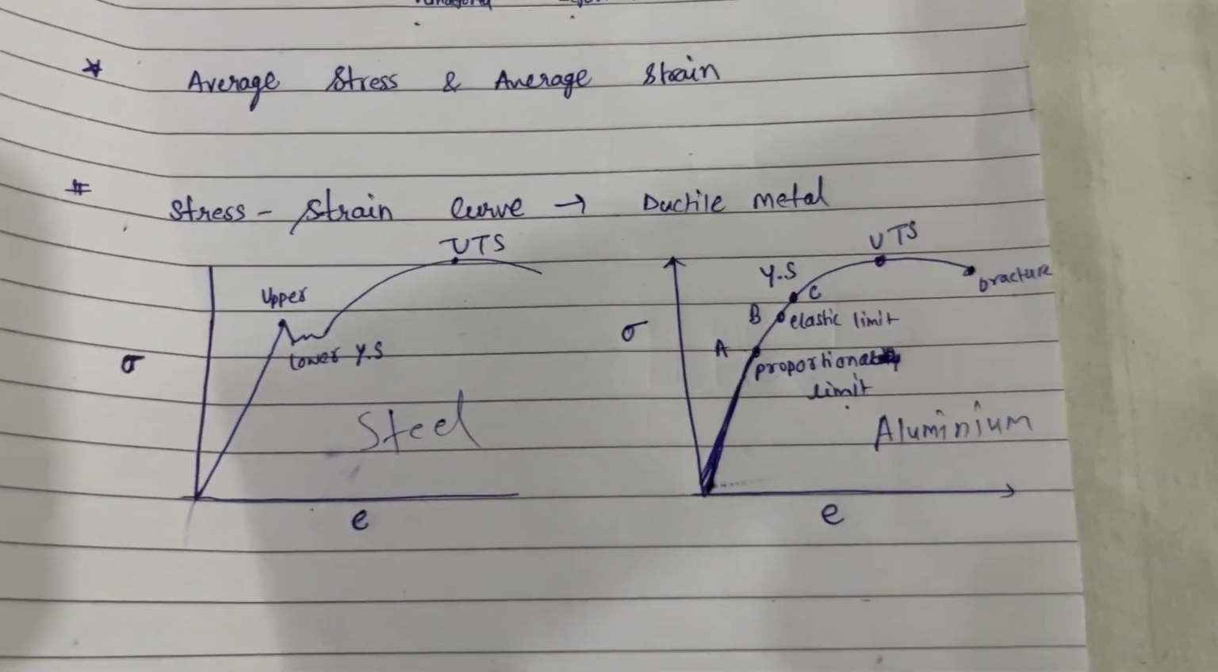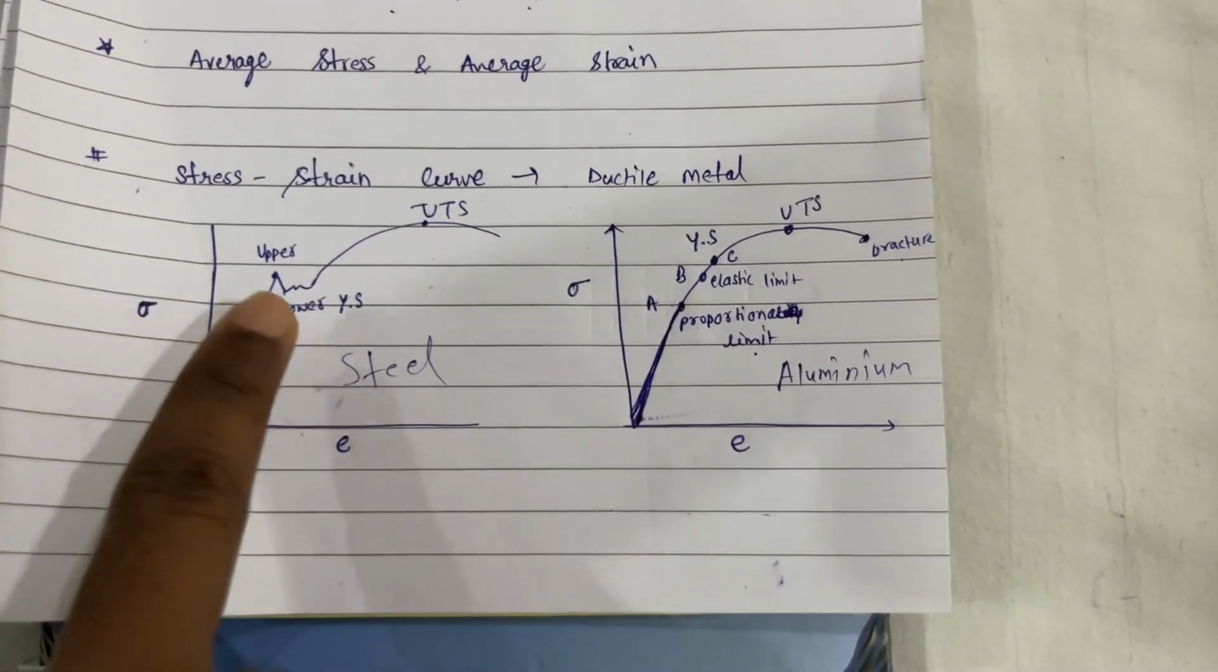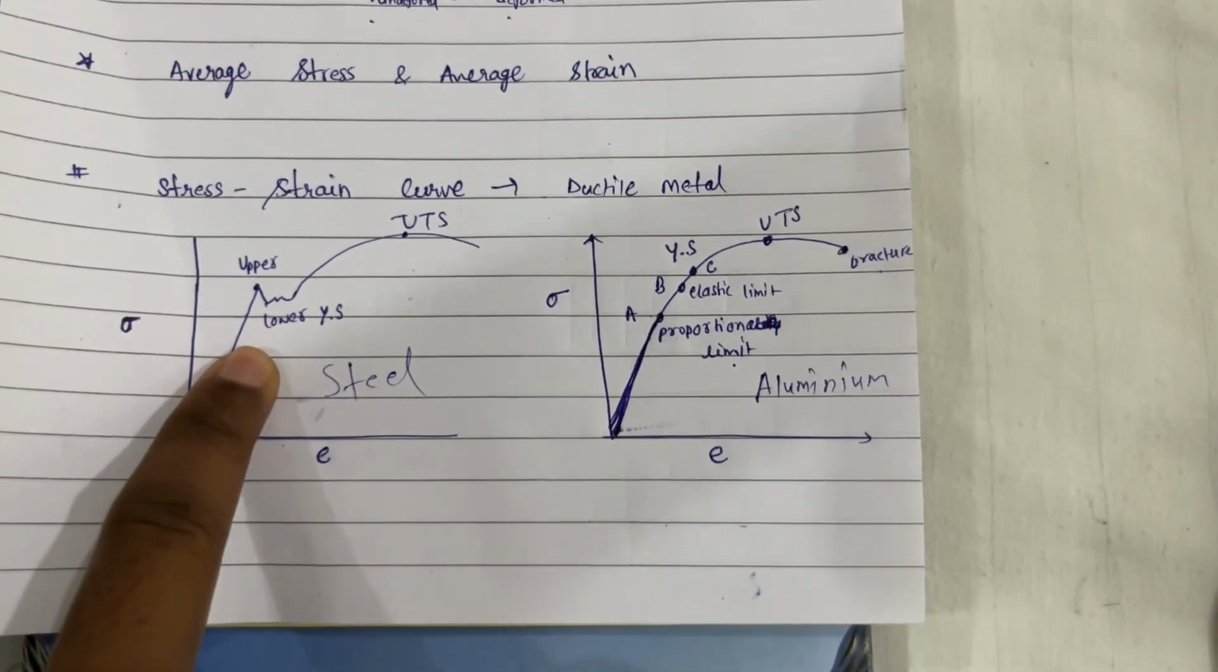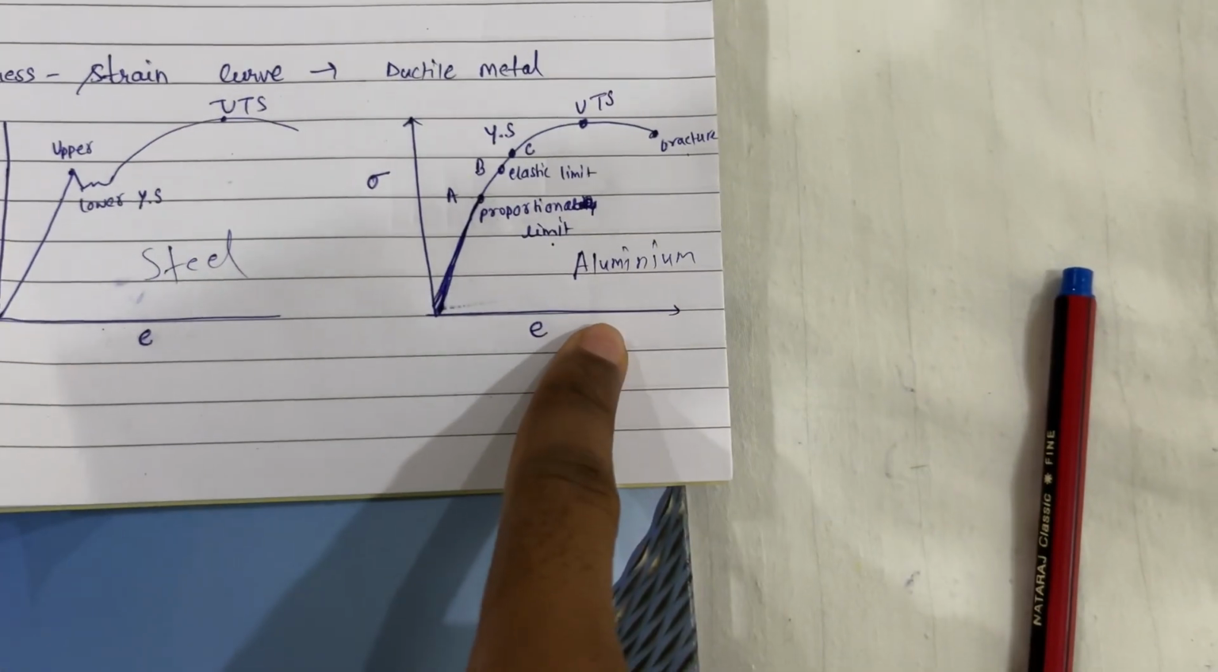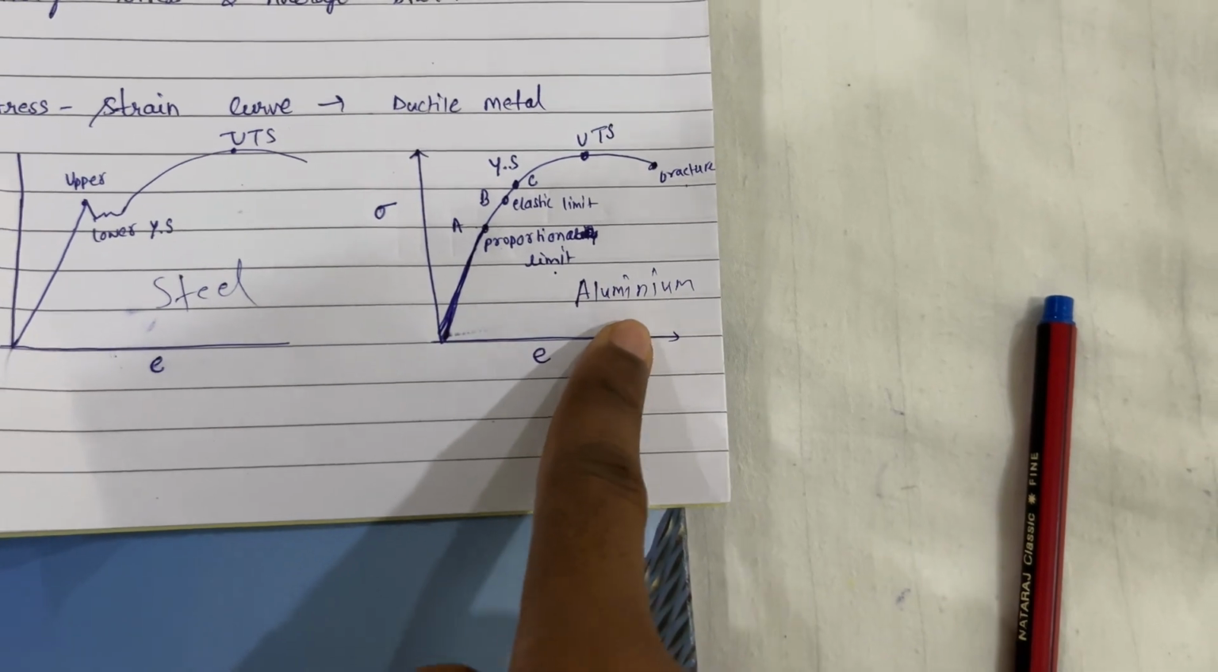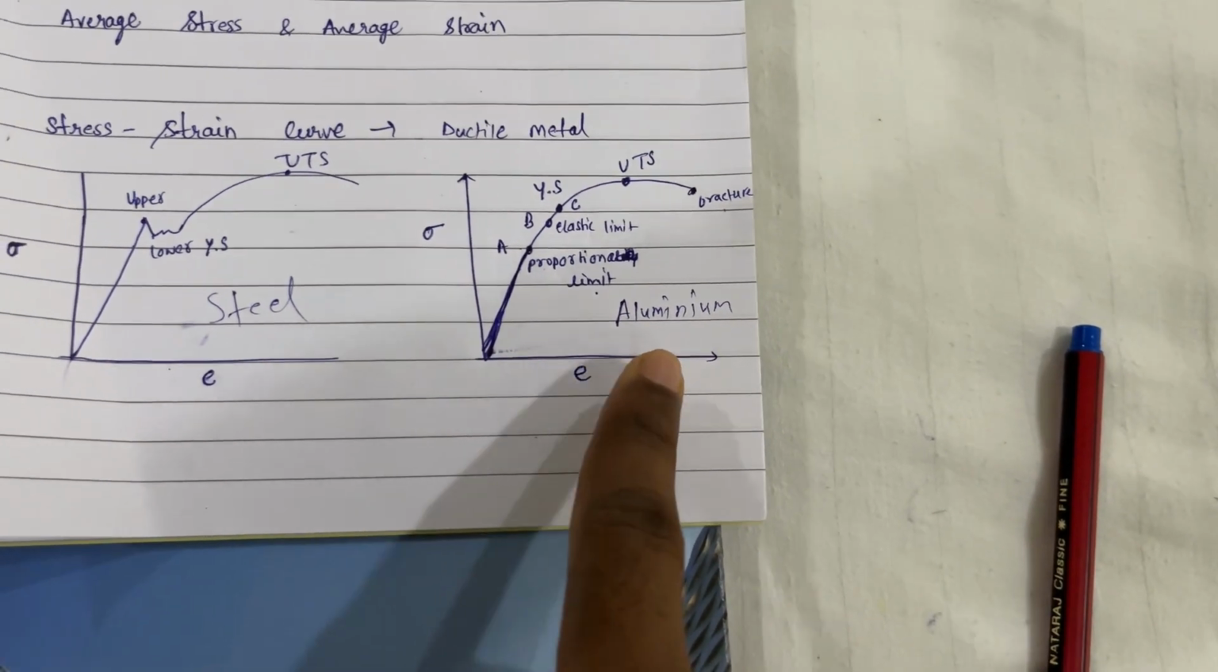The curve shown on the left side is for steel, which shows an upper yield point and a lower yield point, and the right side curve is for aluminum, or you can also say for copper.